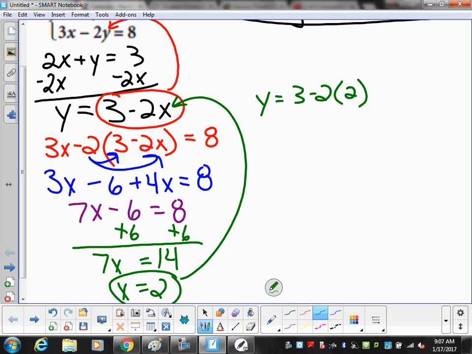Oh, so do we multiply first or do we subtract first? Order of operations would always say multiply first. Alright, so y equals 3 minus 4, which means y equals negative 1.